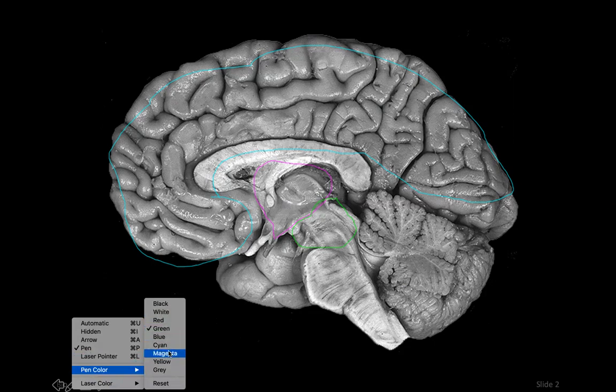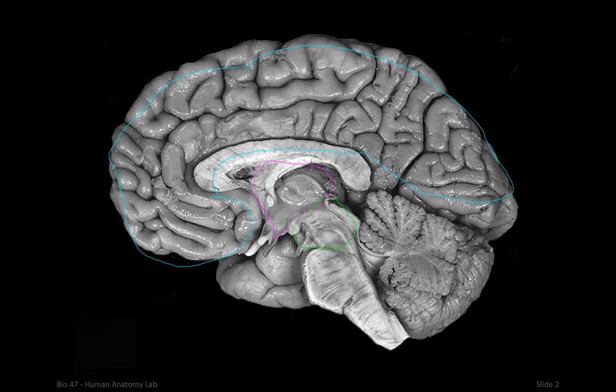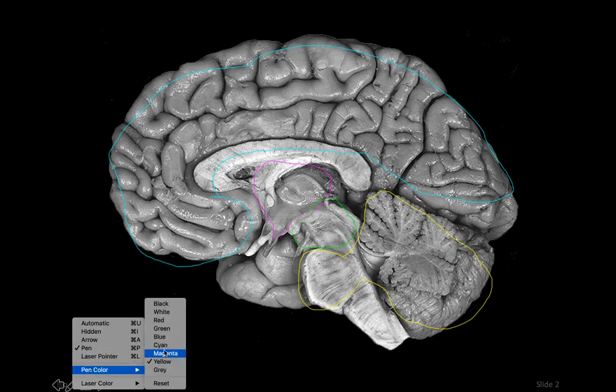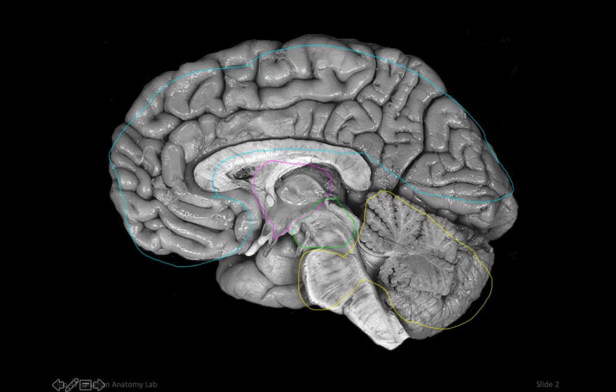And a look at some of these structures, the metencephalon, that's here and here. And you'll be able to see the myelencephalon down here, the medulla oblongata. So we'll take a look at some of the features of these different brain regions.